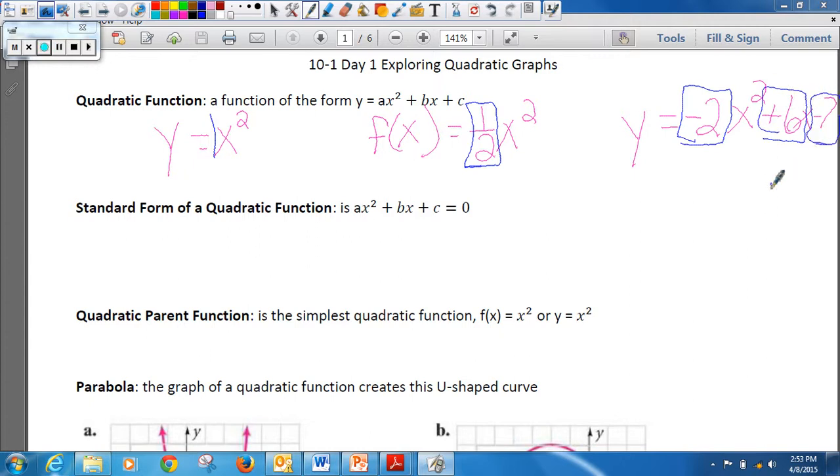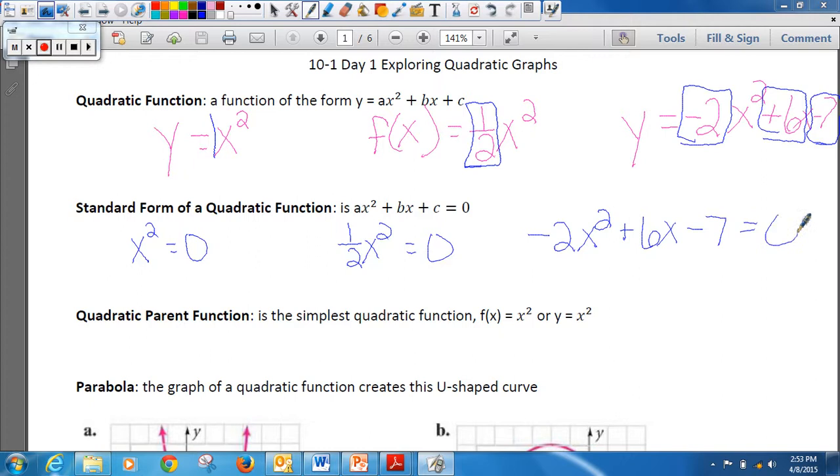The standard form of a quadratic function is ax squared plus bx plus c equals 0. So basically it's just a quadratic function that is equal to 0. So to put all three of these in standard form, you would have the following. X squared equals 0. 1/2 x squared equals 0. Negative 2x squared plus 6x minus 7 equals 0. That makes them all in standard form.